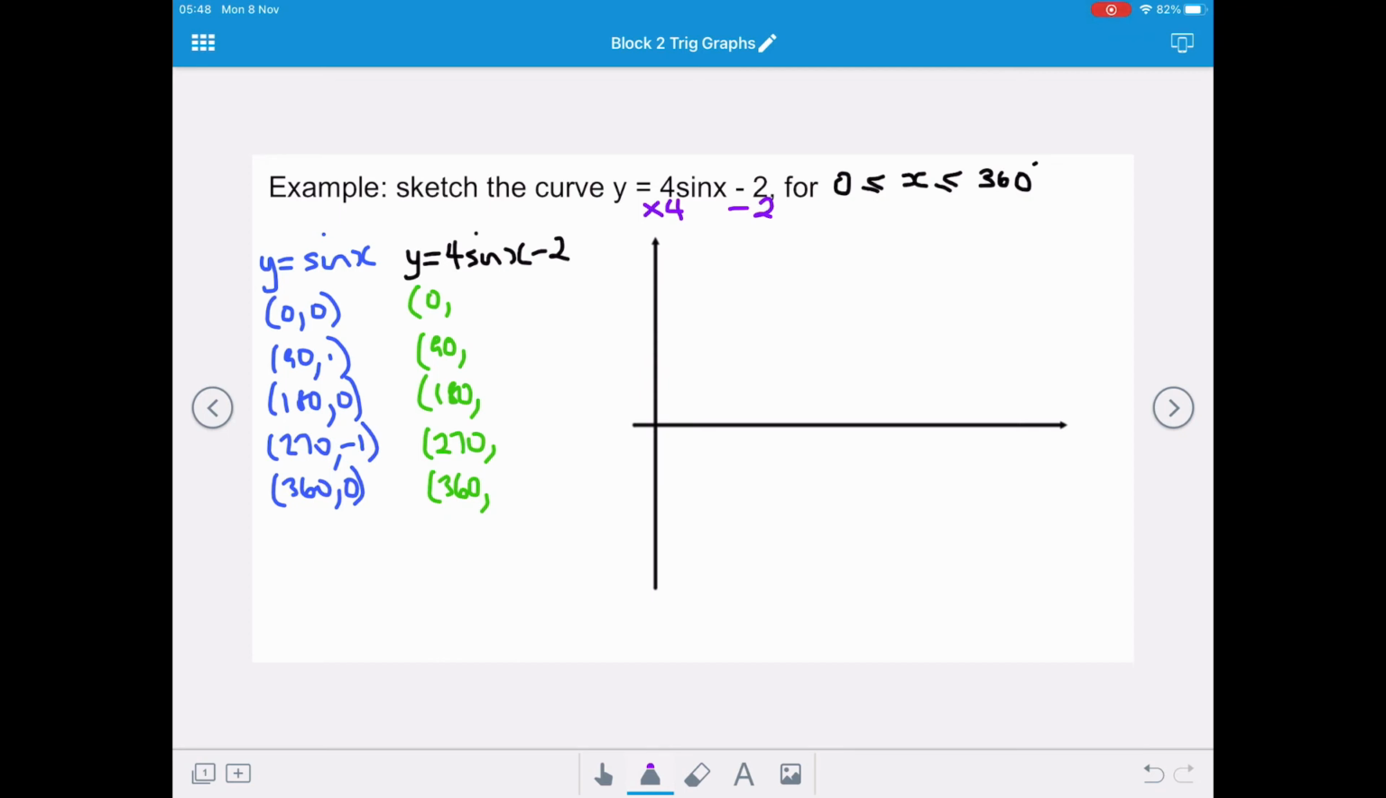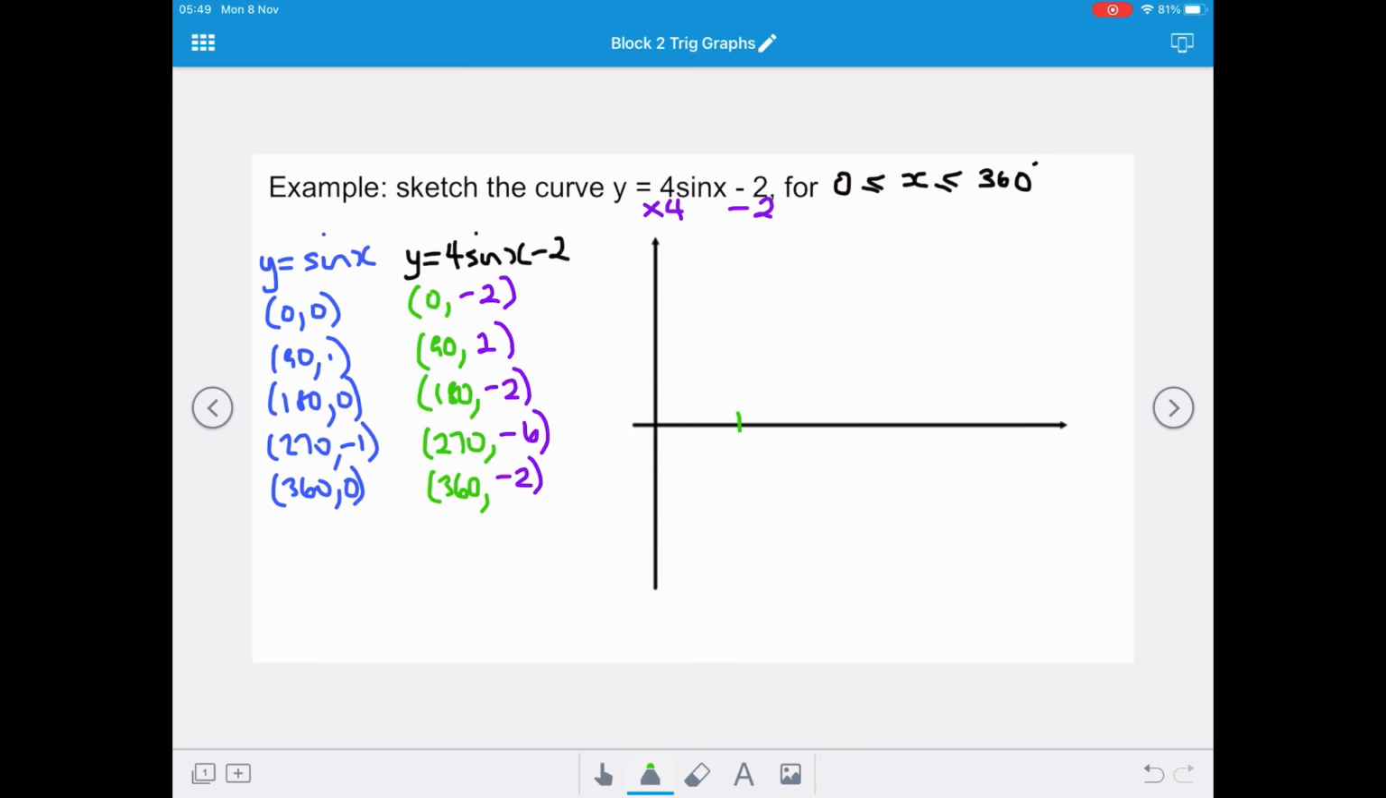Now we need to apply BODMAS to our y coordinates by multiplying them by 4 and subtracting 2. So we get 0, negative 2; 90, 2; 180, negative 2; then 270 is going to be negative 1 times 4, take away 2, is negative 6; and 360, negative 2. So you can see by looking at all of these coordinates that where our roots were lying on our x-axis, they're now going to lie on y equals negative 2.